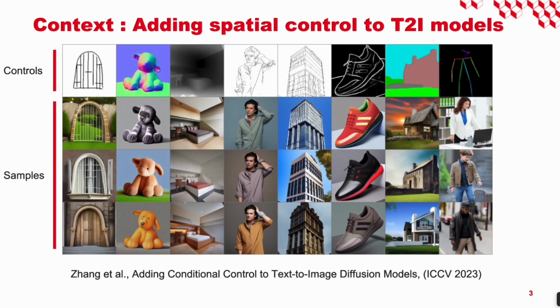The pioneering work of Zheng and colleagues introduced the idea of using additional spatial controls that better describe the scene to steer the generation towards the desired outputs. On the top, we have some examples of controls such as a depth map, a semantic segmentation, or a human pose. And at the bottom, we have some generated samples that follow these provided controls.